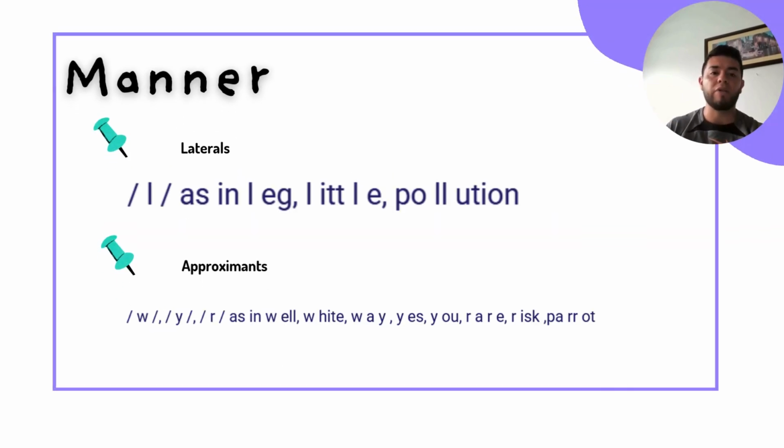The next one, we have the laterals, for example, l, because we blow the air around the tongue, and the approximants, in the letters y, and w, right? In this case, we have two, in which we can use the glottis, and some are called liquids, for example, r, for example, risk, right? Here we can put a little canal between the tongue and the palate.